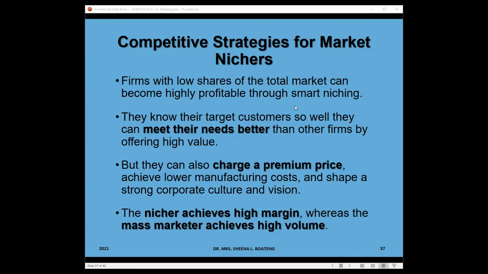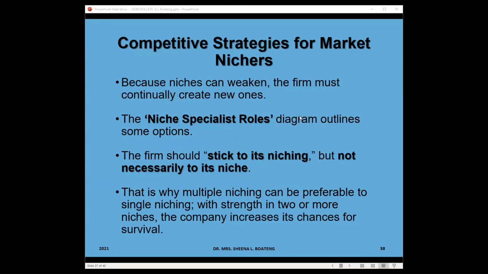So essentially, when we are comparing market niches with the other larger firms like the market leaders and the market followers and the market challengers, market niches would usually be able to achieve higher margins, which will get them the profitability they are looking for. Whereas with the mass marketers, like the market leaders who have a larger market share, it's all about achieving higher volume to be able to gain the levels of profitability that they are looking for.